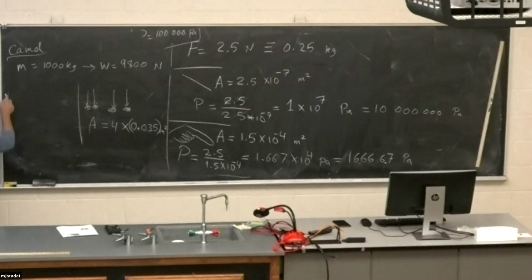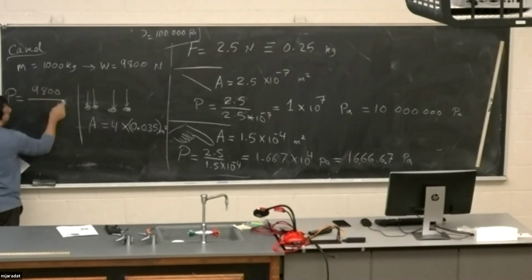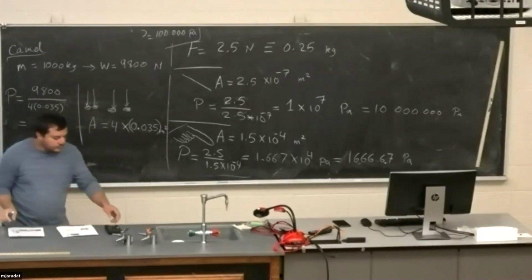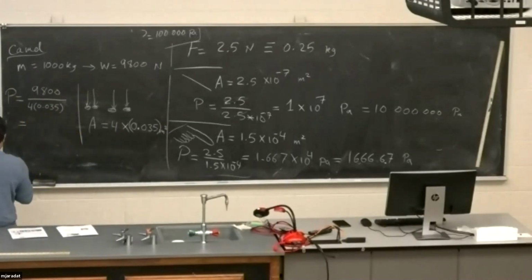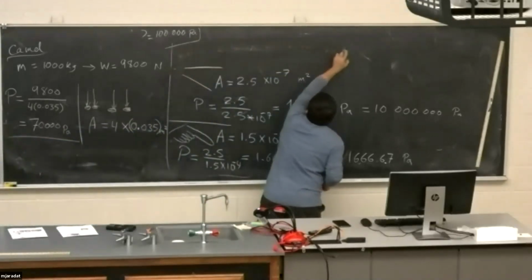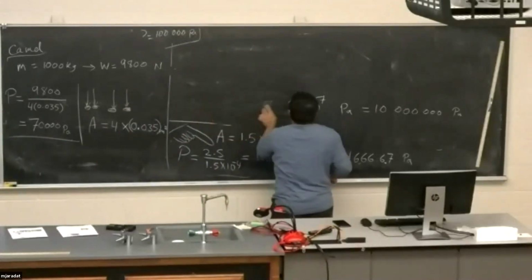So what is the pressure for the camel? It will be the force, which is 9,800 over this quantity, which is 4 multiplied by 0.035, which is equal to 70,000 Pascal over the sand, because it has 4 legs with this area. Let us talk about the horse.